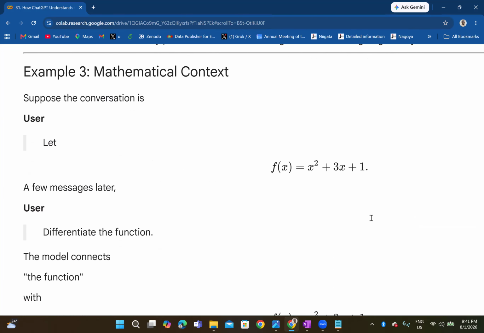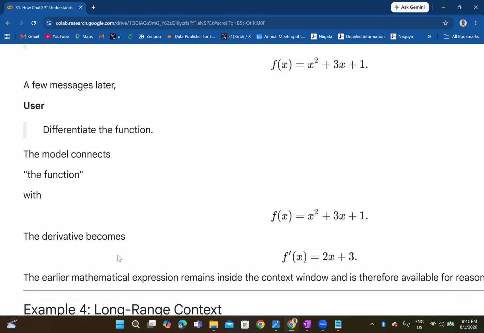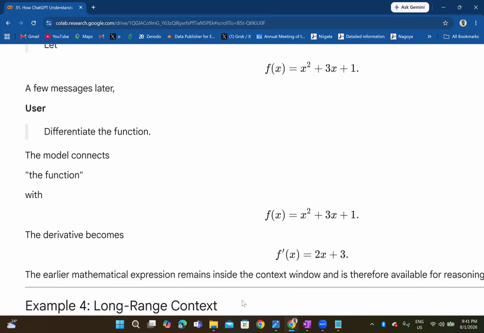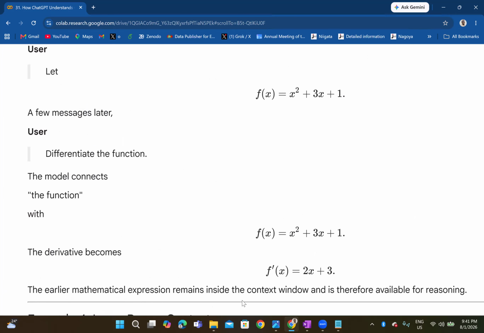Now we have a mathematical context. Suppose the conversation is this. The user says, "Let f of x be x squared plus 3x plus 1." A few messages later, the user says, "Differentiate the function." The model connects the function with f of x equals x squared plus 3x plus 1, and the derivative becomes f prime of x, which is 2x plus 3, which is the correct way to differentiate. The earlier mathematical expression remains inside the context window and is therefore available for reasoning.